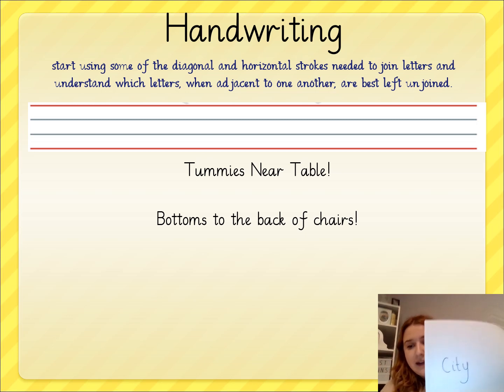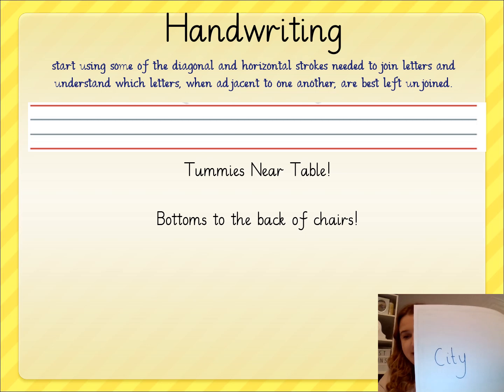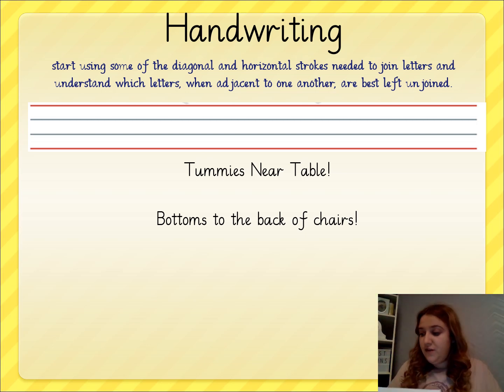So I'd like you to practice the word city 3 times, and remember that the letter Y is a descender, so if you've got a copy of the worksheet then it should be touching the bottom red line like you can see on the screen right now. Write the word city 3 times for me.